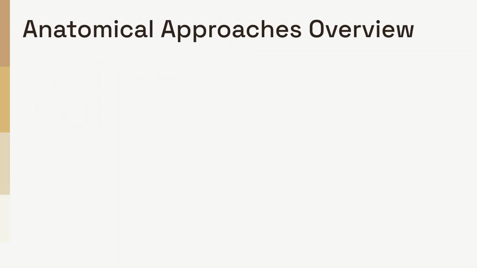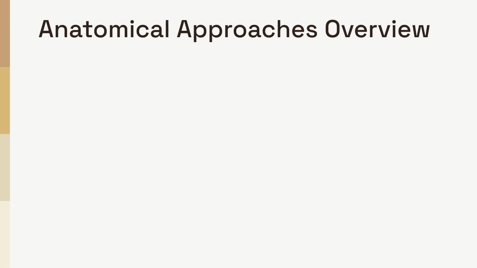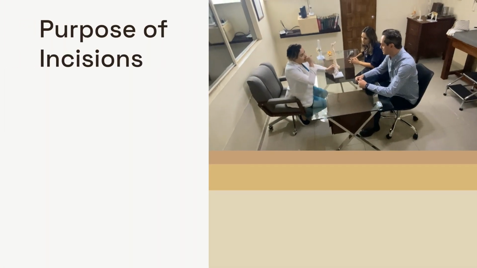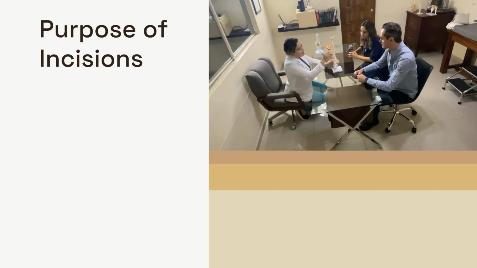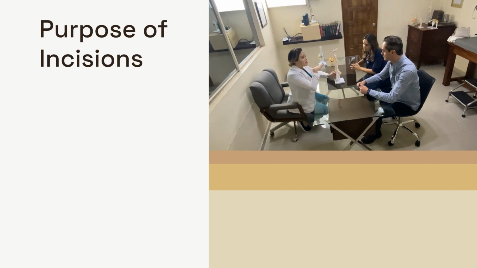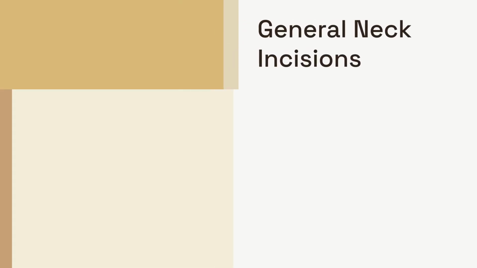vessels. We will explore general incisions, specialized approaches for airway and cancer surgery, and incisions used for vascular and spinal procedures. The choice of incision is dictated by the specific anatomical structures needing intervention, whether it's for gland removal, airway establishment, or tumor resection. Let's start with the most commonly used, general neck incisions.